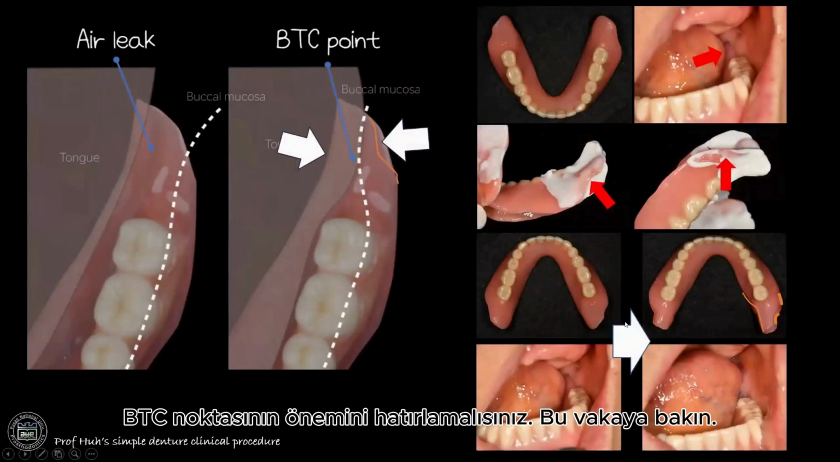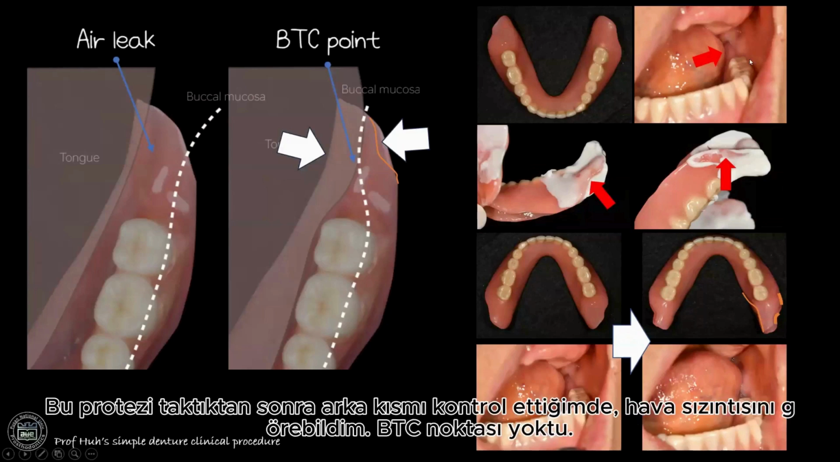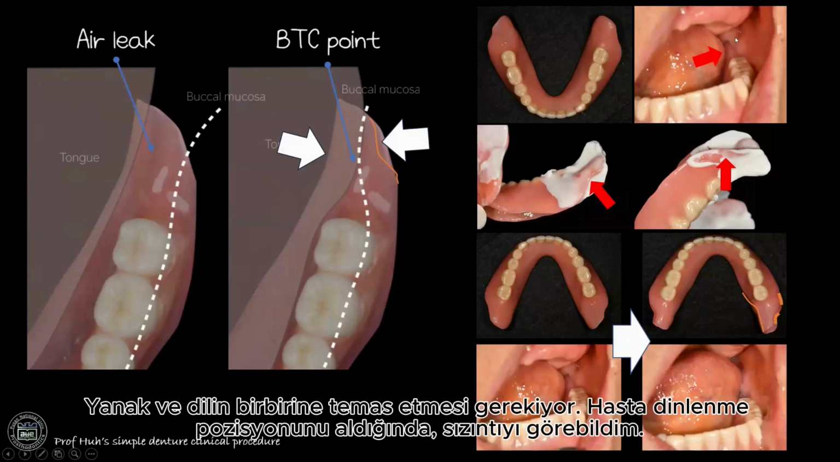So look at this case. This patient visited my clinic complaining of lack of retention of the posterior part. After wearing this denture, I checked the posterior part, and at that time I could see the air leakage. There was no BTC point. Buccal cheek and tongue have to contact together. But when the patient made the last position, I could see the air leakage.